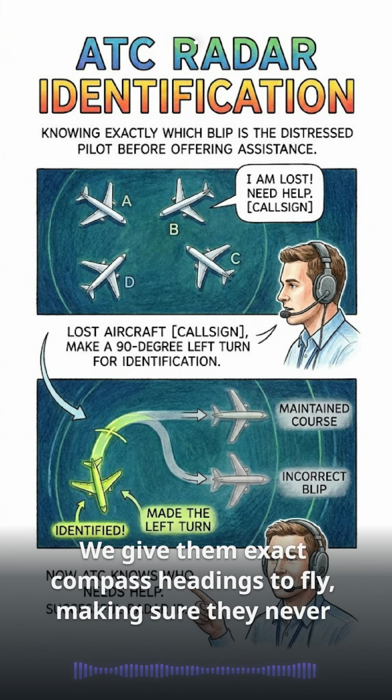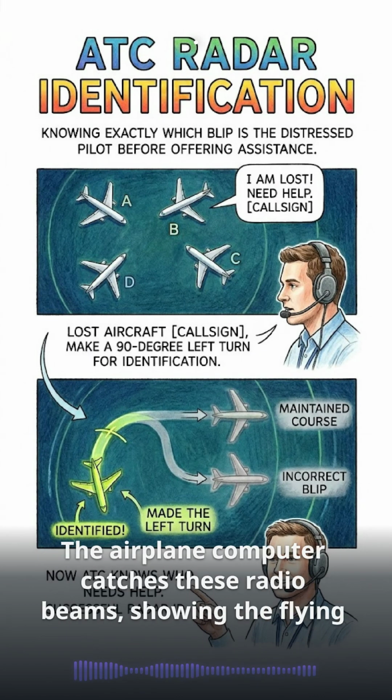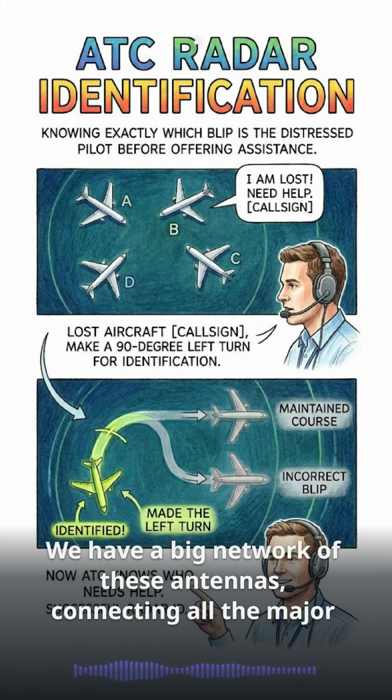Instrument pilots use special ground antennas, sending out strong radio beams to mark the invisible sky highways. The airplane computer catches these radio beams, showing the flying pilot exactly where to steer the plane. We have a big network of these antennas, connecting all the major cities across our large country.